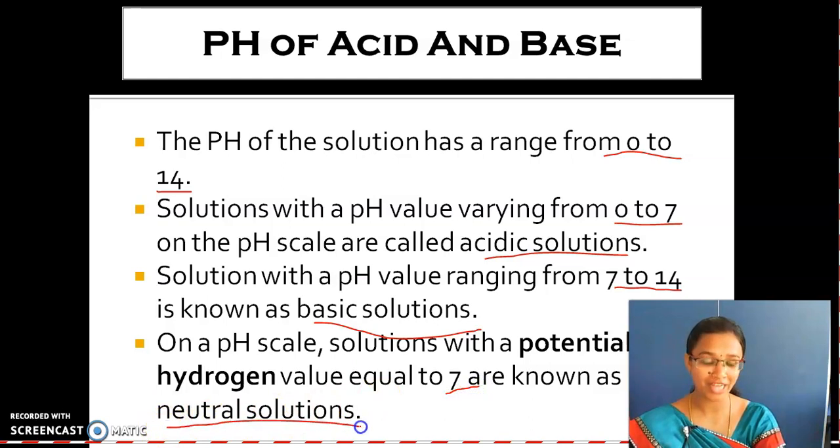So what are the 4 points here? Note it down. The first point: the pH value ranges from 0 to 14. The second point: if the pH value is from 0 to 7, it is acidic. And if the pH value is from 7 to 14, it is basic. 0 to 7 acid, 7 to 14 base. If the value is exactly 7, it is neutral.